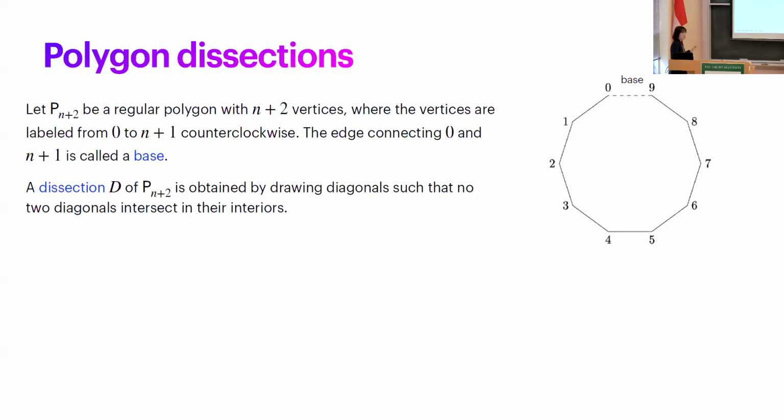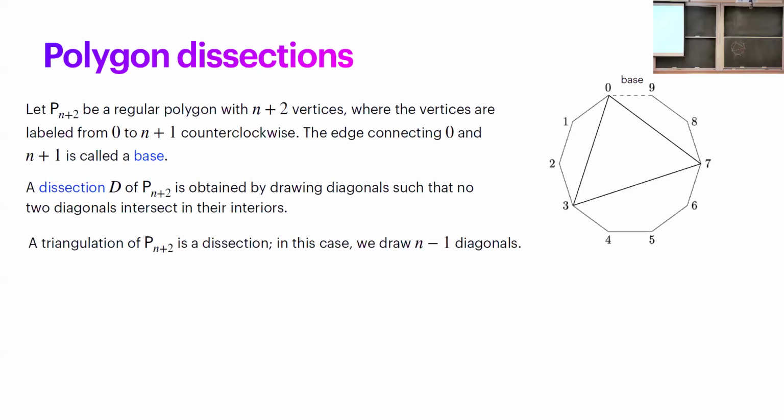Then a dissection of a polygon is obtained by drawing diagonals, where when we draw diagonals, we do not allow intersection. So for example, this is a dissection of P10. And a triangulation of a polygon is also a dissection. And in this case, we draw n-1 diagonals.